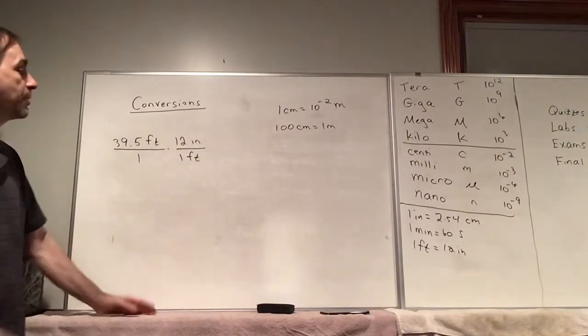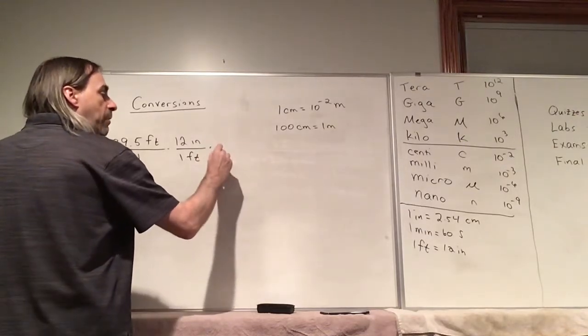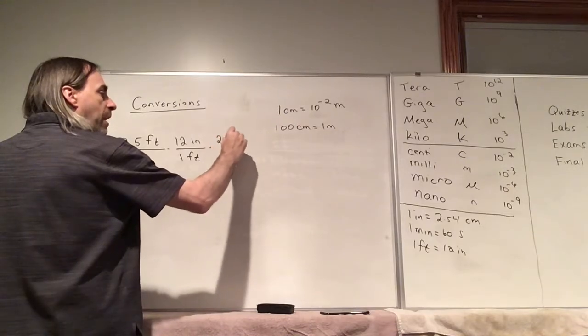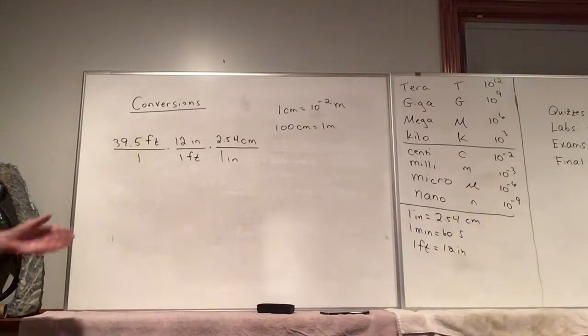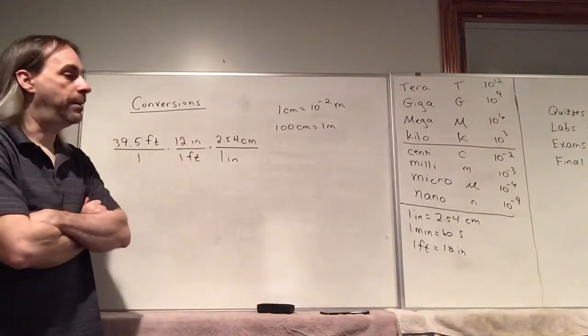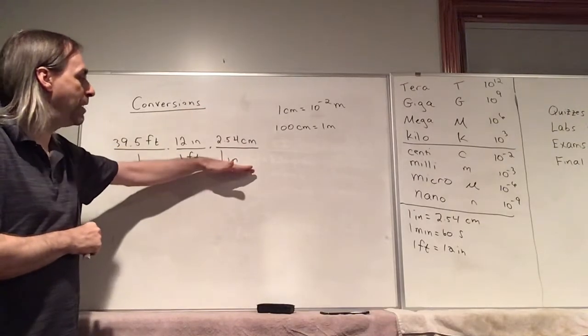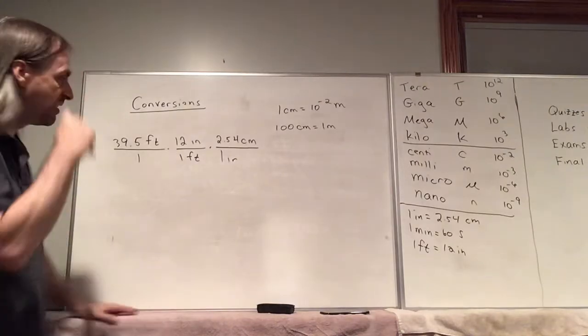But we want meters. So we need another conversion factor. We can say 1 inch is 2.54 centimeters. And again, it's kind of important to get where you put these right. Like I put 2.54 centimeters on top and inches on the bottom, so the inches cancel out.